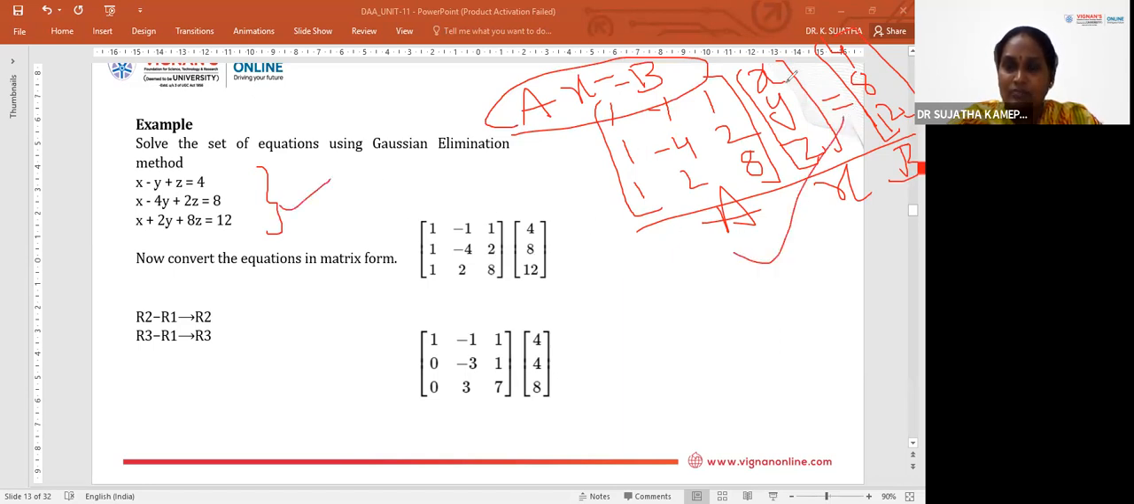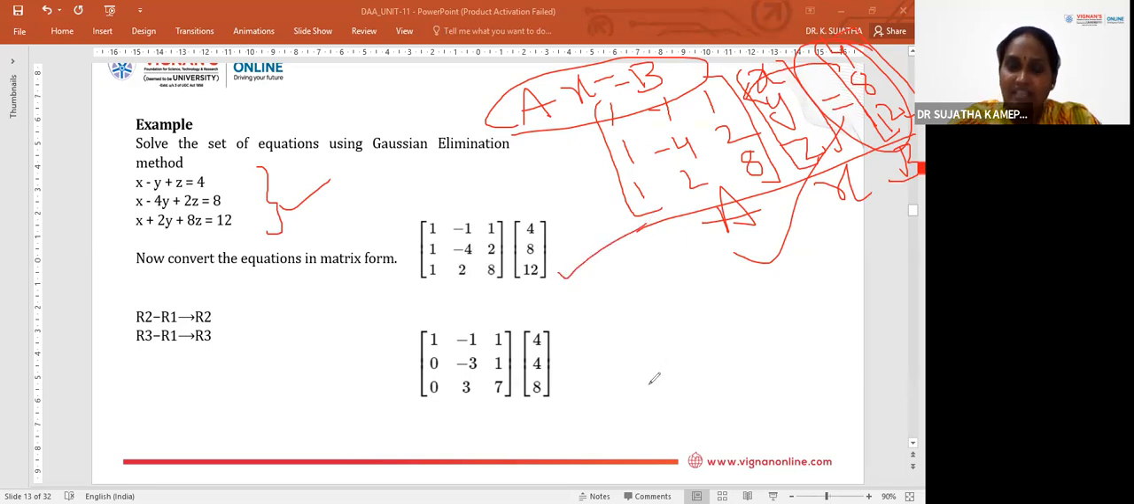After that I need to find the augmented representation. How am I going to augment this matrix? I am just going to move these constants to here. Now I represent it here: 1, -1, 1, 1, -4, 2, 1, 2, 8, 4, 8, 12. This is the augmented representation of my matrix.